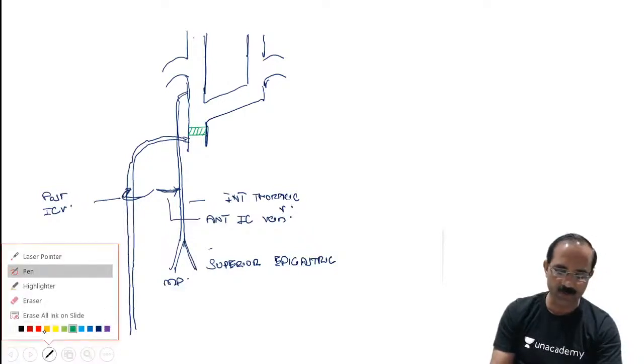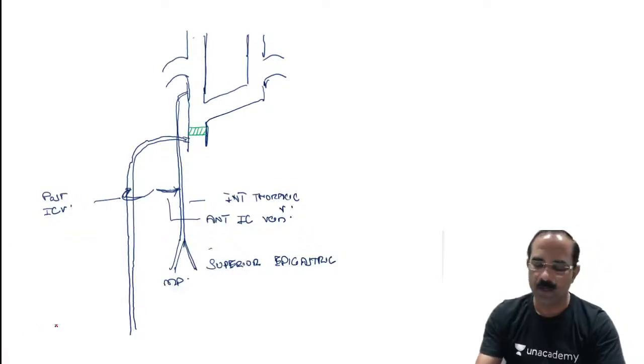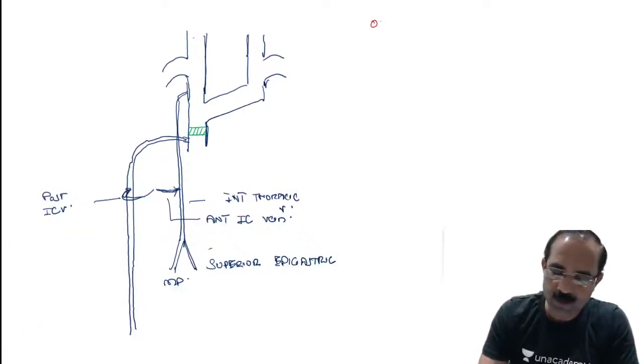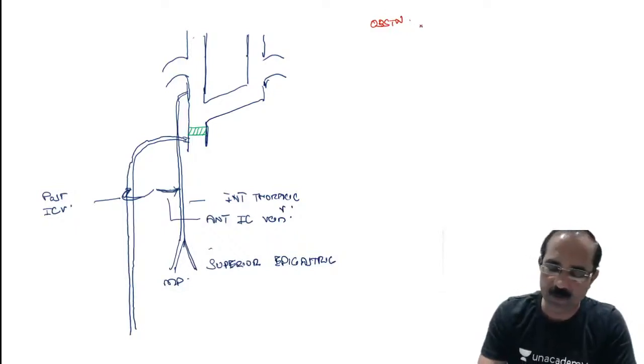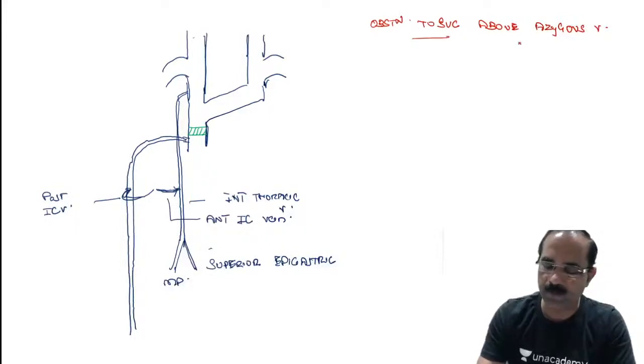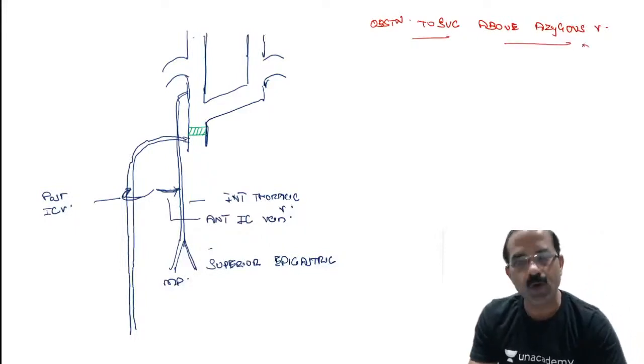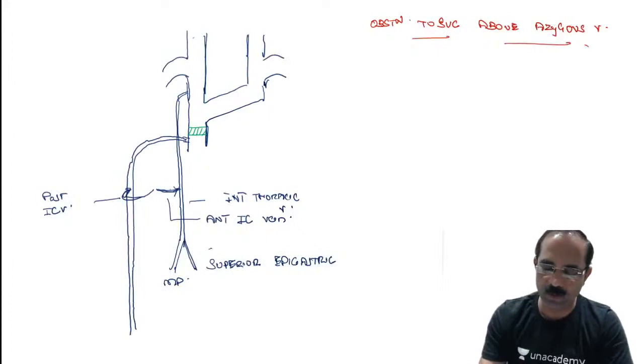I'll just write this for you. Have a look. Understand this first. So this is obstruction to the SVC. I'll explain now. First, you write this. This is very important. Obstruction to SVC above the azygous vein. Obstruction to SVC above the opening of azygous vein. So I'll start.